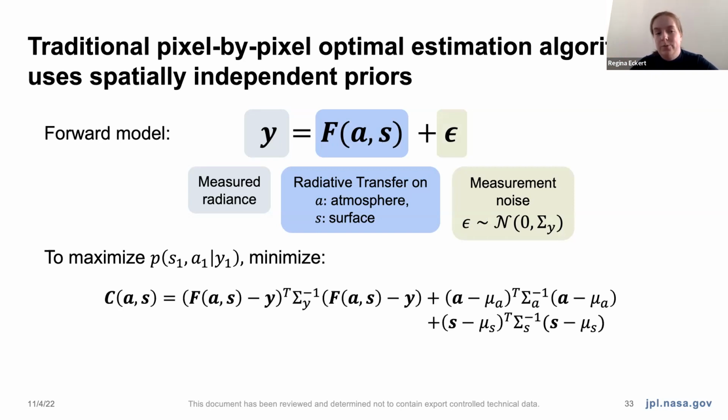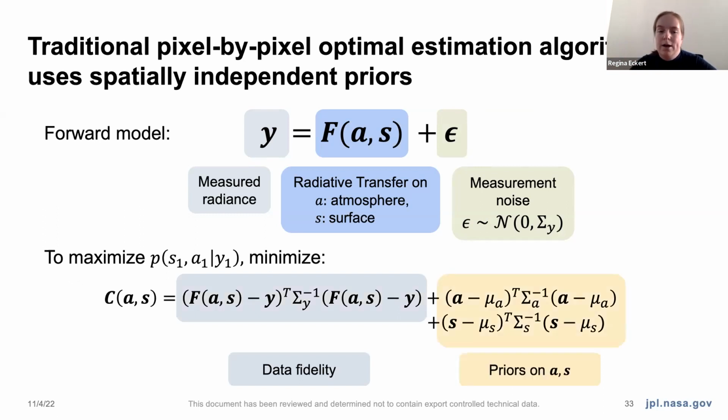To do this, we're going to be minimizing this cost function, which looks very ugly, but is actually pretty straightforward. So we have our data fidelity term that we're trying to minimize, as well as our priors on A and S. So we're going to introduce some priors on the covariance there. All right. So that's our traditional algorithm that we're going to use.